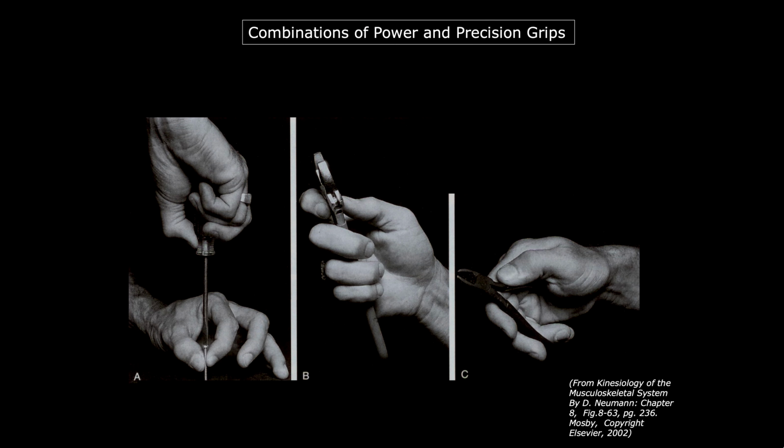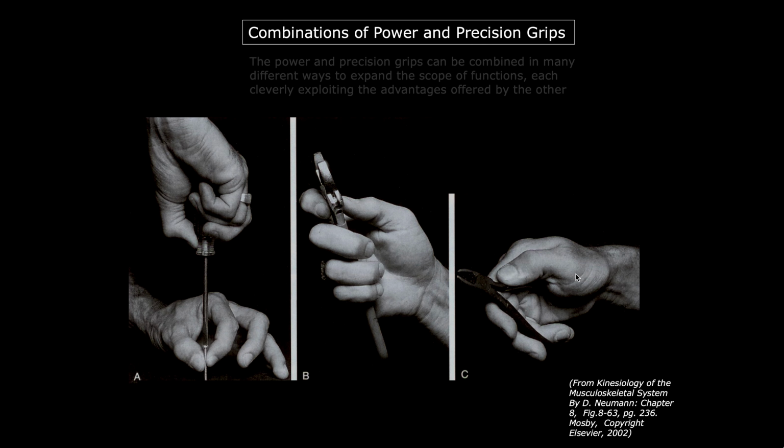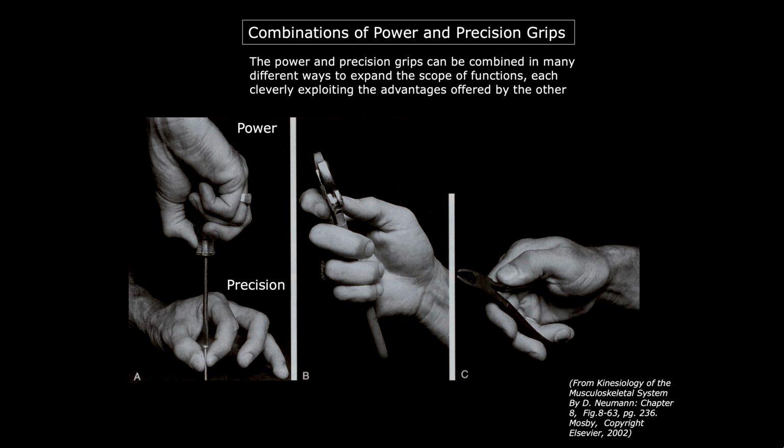Now, coming to a combination of power and precision. Now we can see at one place there is a precision, there is a power. There is a precision, there is a power. So how is it happening? You can see that here is a power, here is a precision. Power, precision, power, precision.